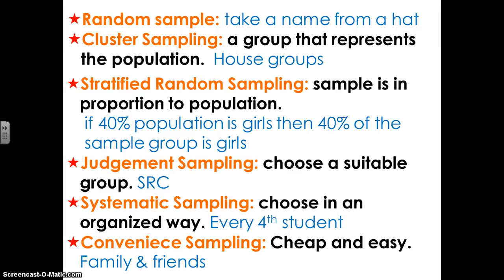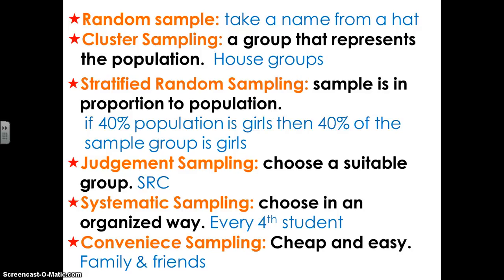Stratified random sampling is a sample proportional to the population. So if the whole population of year 7 was 40% girls to 60% boys, then you might look at a small group, but you would make sure that in that small group of children there was 40% that were girls as well, so the same percentage.